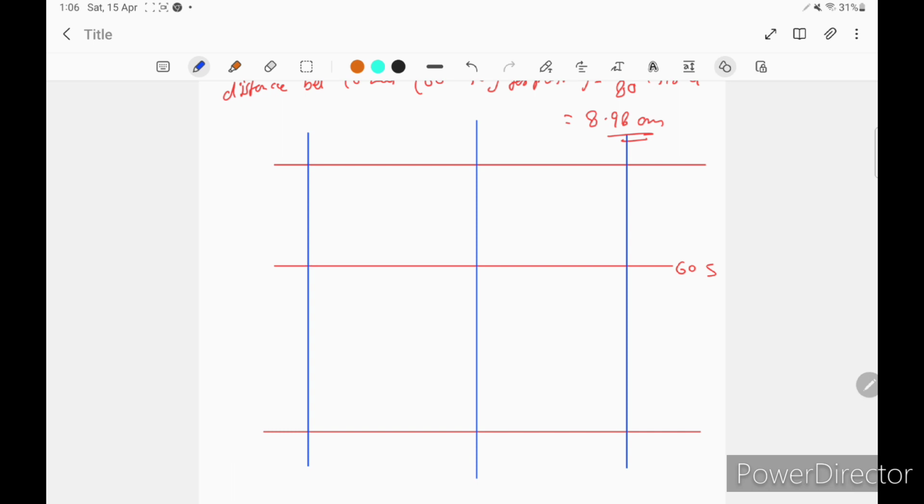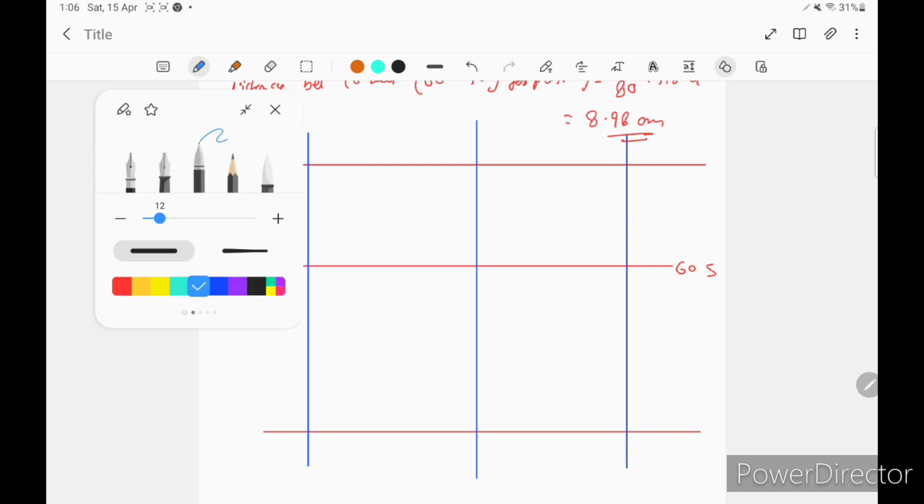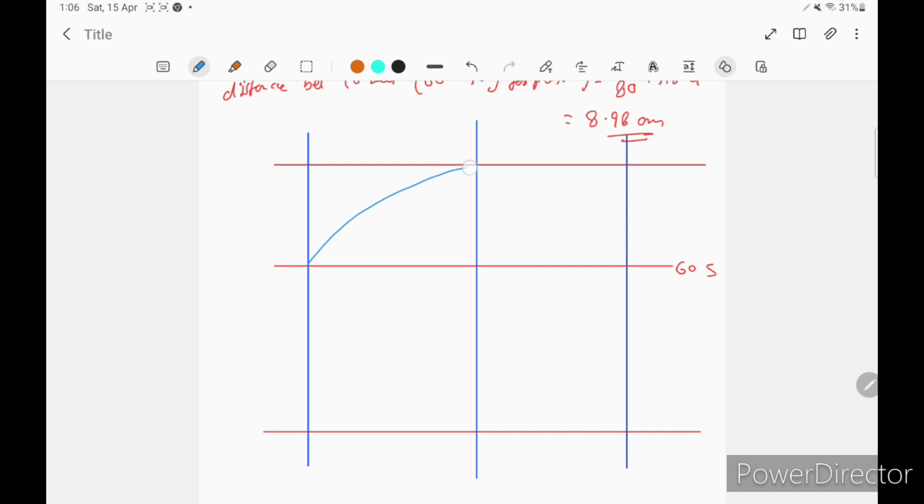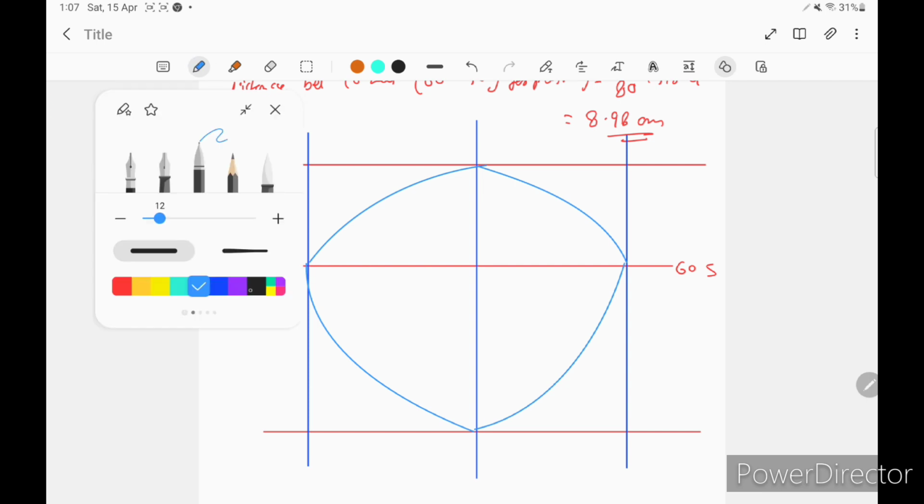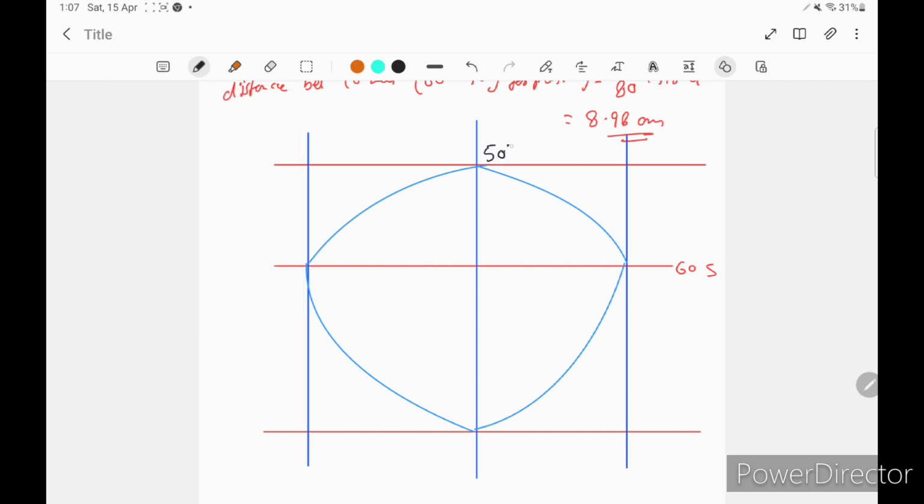Now we have to join this. Actually, when you plot this, it will come in a perfect circular path. So this will be your diagram. This is 50 degree south, the center is 60 degree south, and this is your 70 degree south.